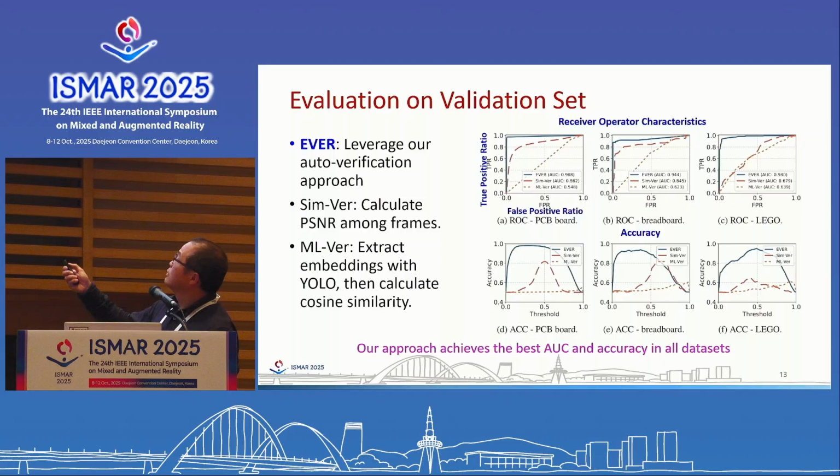You can see that we evaluate the three different datasets using the receiver operating characteristic. This is the false positive ratio, and this is the true positive ratio. You can see our approach, the blue one, is significantly better than the two other baselines.